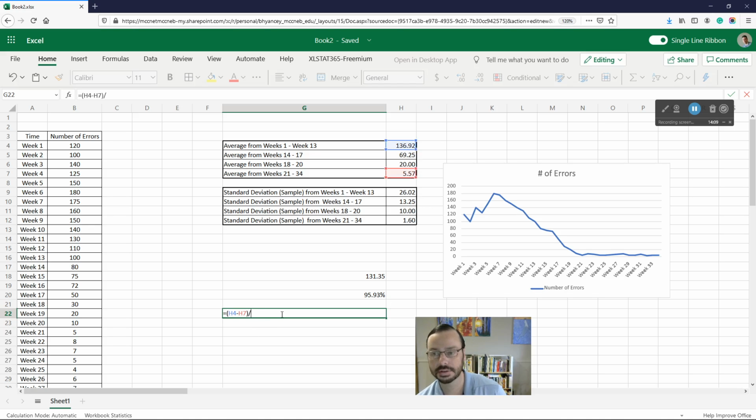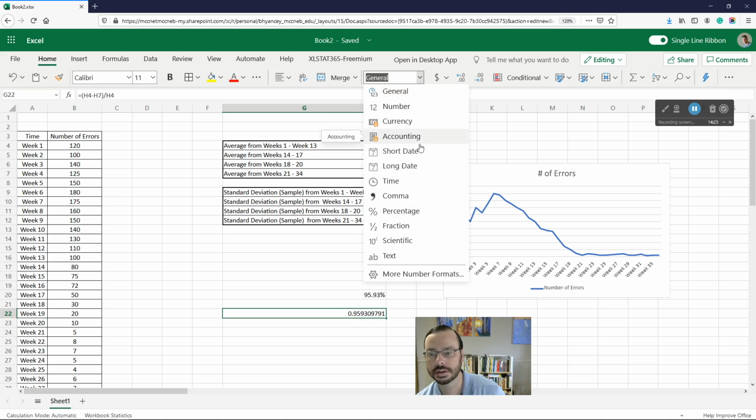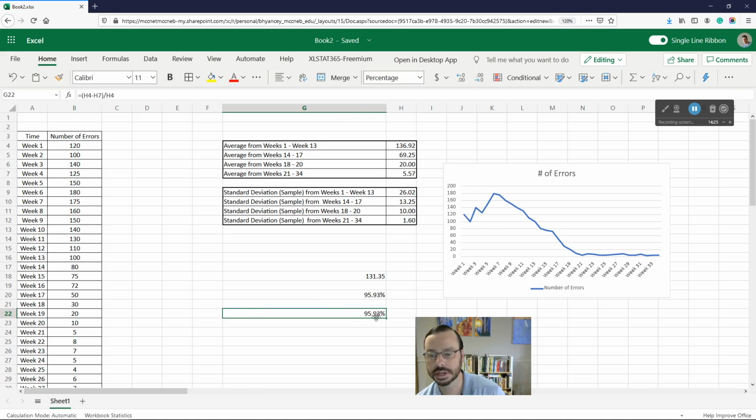I do divided by, and where did we start? This H4 again, and I hit enter. All right, and so now I want this in percentage, so I go up here, I click percentage, we got 95.93%. Right, so we instituted a new process. How much did it lead to in an improvement on average? Well, it led to a 95.93% improvement from weeks 1 through 13 through weeks 21 through 34.